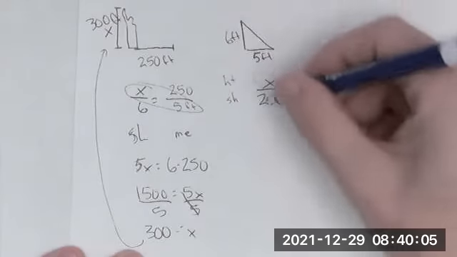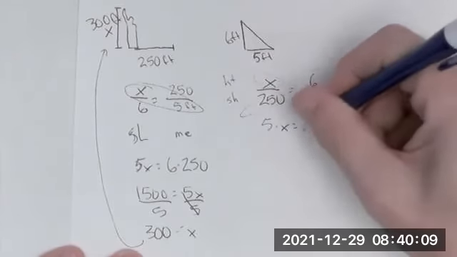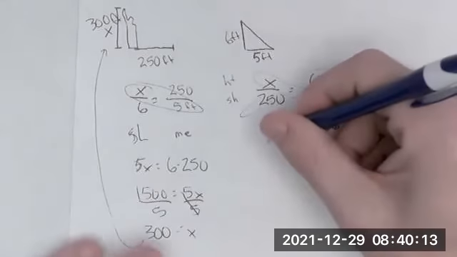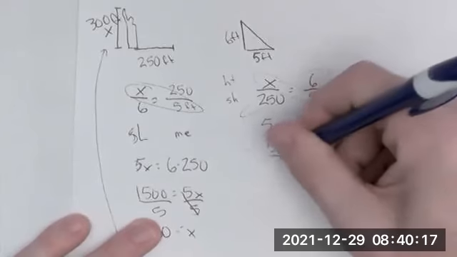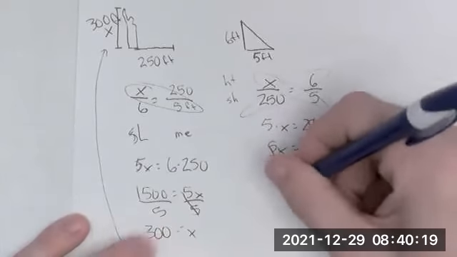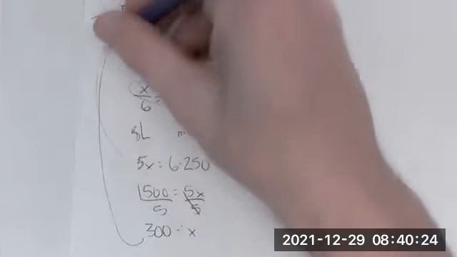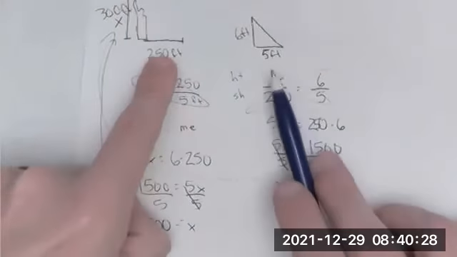Notice that when I cross multiply here, I'm going to end up with the same thing. 5 times x equals 250 times 6. We can even see it's going to be the same here: 5x equals that same 1,500, divided by the 5, that same x equals 300. I got the same answer, setting it up differently. But what is essential is that I do it correctly.